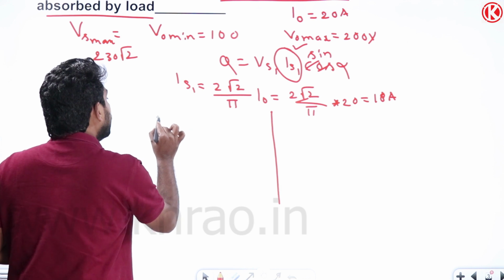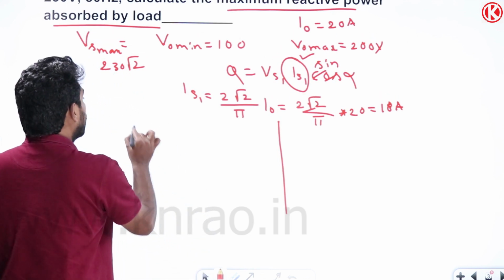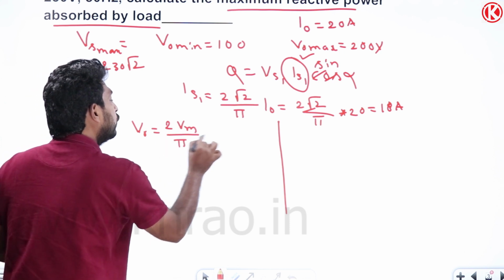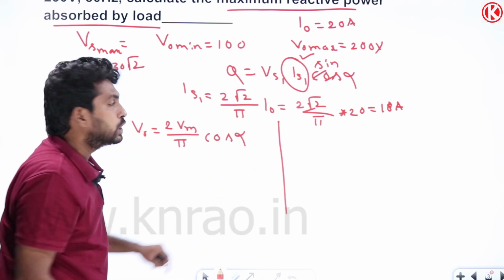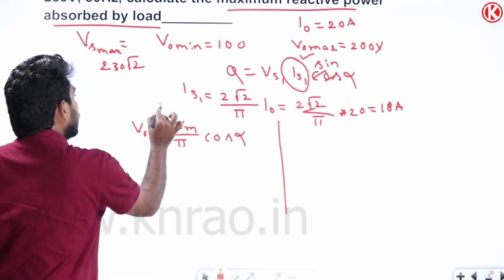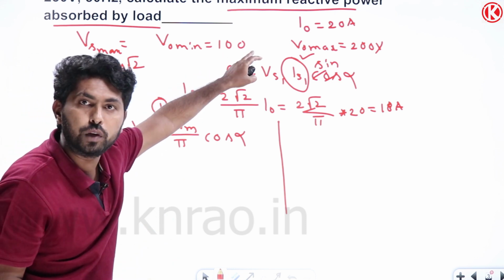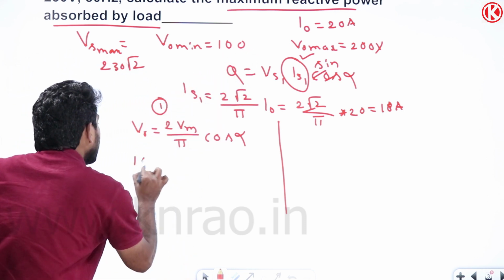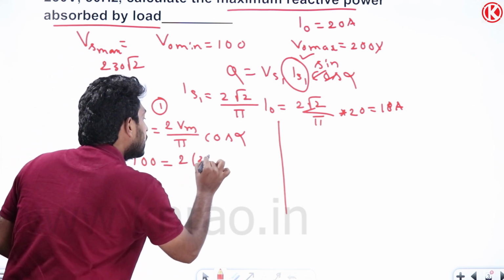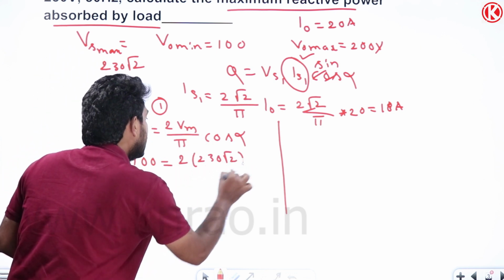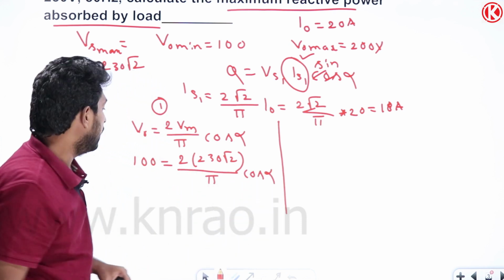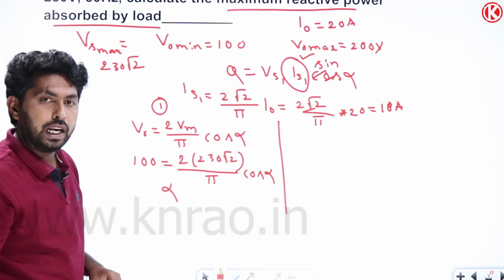Let me consider the V0 minimum. We know that V0 equals 2 Vm by pi into cos alpha. V0 is already given, which is 100. So in the first case, let me take V0 minimum as 100. So 100 equals 2 into 230 root 2 divided by pi into cos alpha. Let me find the alpha here.